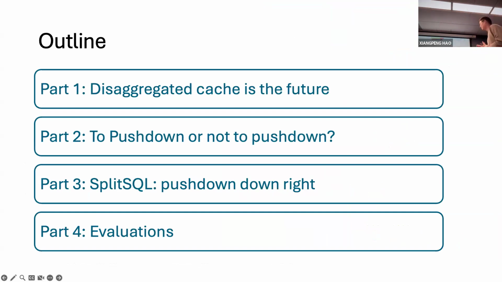Okay, so the outline is: first, we're going to discuss why disaggregated cache is the future. The second part is, having that disaggregated cache, we have to answer the question of what we should do in that cache node. The third part is how our system deals with the problems we have seen before in a disaggregated cache. And part 4 is the evaluation of how good we are.